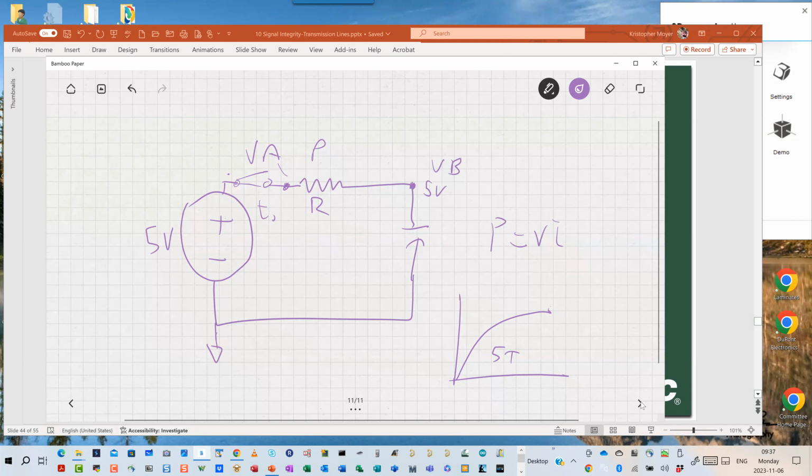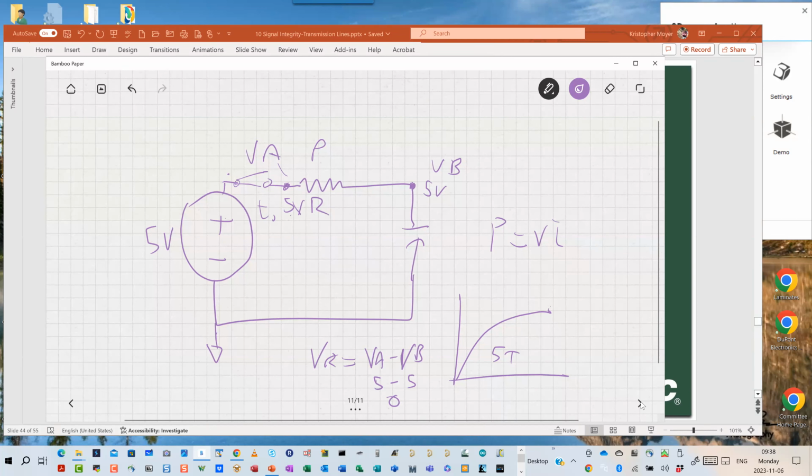Yes. After some time, if I close that switch, after some amount of time, my capacitor has gotten to 5 volts. Yes? Yes. And because my source is 5 volts, VA is also at 5 volts. So VR is really VA minus VB, right? What's the difference in voltage from one side of the resistor to the other? Well, this is 5 minus 5. My voltage is 0.